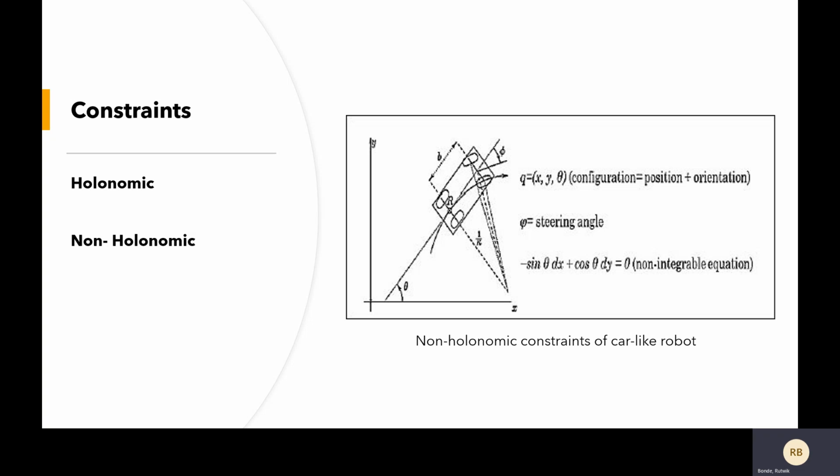If the condition of the constraints cannot be expressed as an equation containing the coordinates of particles of the system, they are called non-holonomic constraints. In this slide, we see the non-holonomic constraint of a car-like robot. If a constraint on a dynamical system can be integrated, then it is said to be holonomic, and if it cannot be integrated, then it is non-holonomic. So these are two types of constraint and we will need them in further slides.